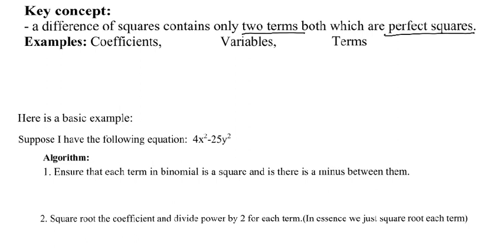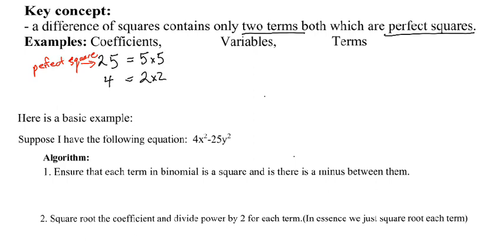So let's identify what a perfect square is. For a coefficient, suppose I had the number 25. We know that 25 can be written as 5 times 5, right? So this is what we call a perfect square. Now, another example could be, say, 4. 4 could be written as 2 times 2.